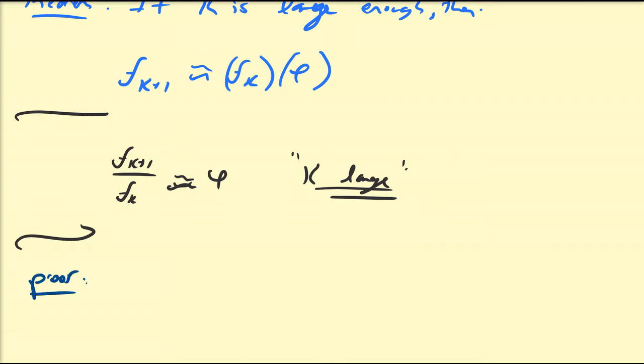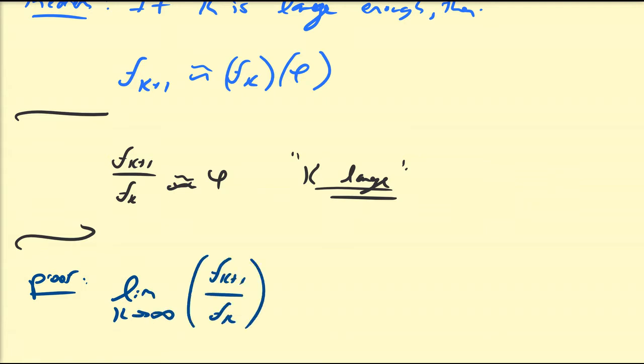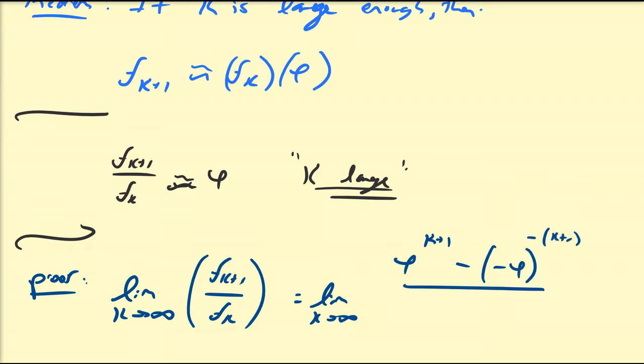So proof. Our goal is to show that the limit as k goes to infinity of f of k plus 1 over f of k is equal to phi. So how can we do that? We know the formula for the Fibonacci numbers already, right? They're both over the square root of 5, so those just cancel when we divide. So we're going to have phi to the k plus 1 minus negative phi to the negative k plus 1, over phi to the k minus negative phi to the minus k, right?